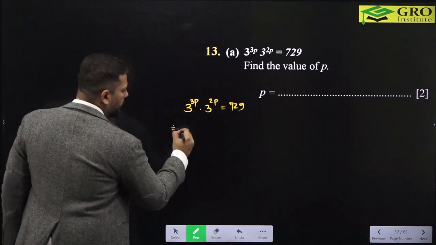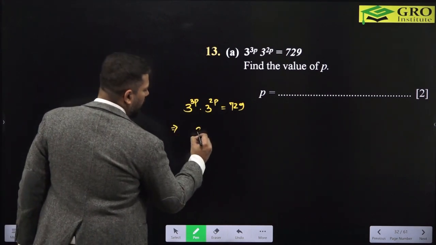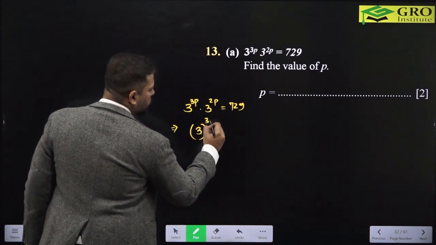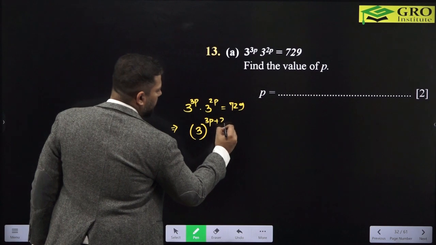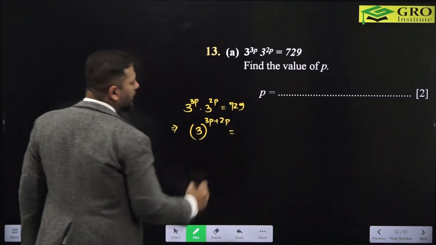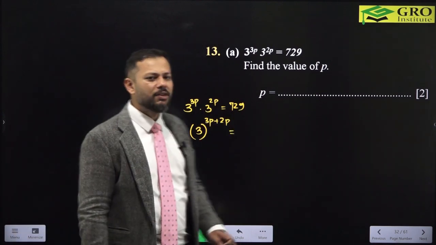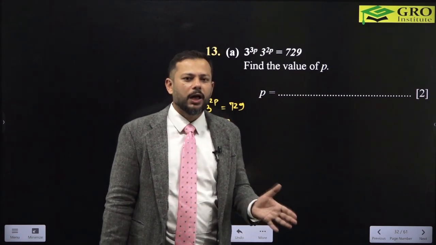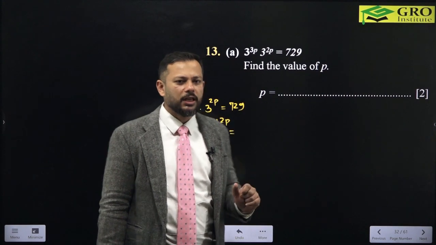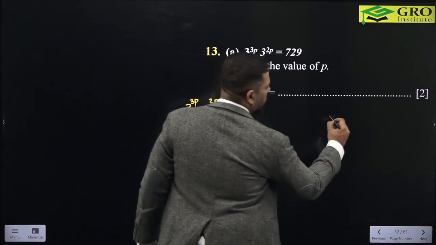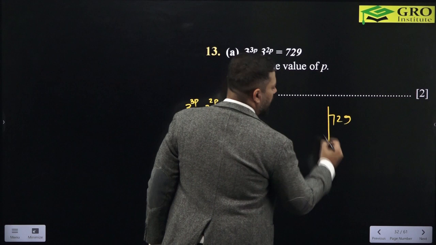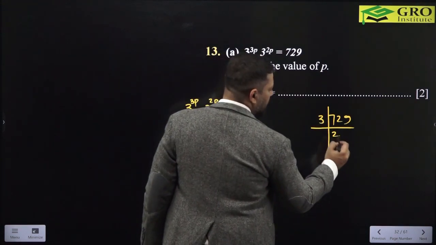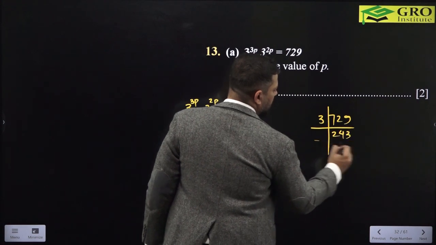So here, since the bases are the same, I'll simply write 3 and add their exponents. So it will be 3p plus 2p. And here 729, can we write it in terms of 3, or as the exponential form of 3? Let us first prime factorize 729 somewhere on the rough. 729, if I divide it by 3, 2 times, 4 times, 3 times.